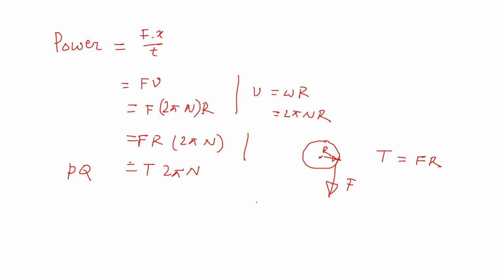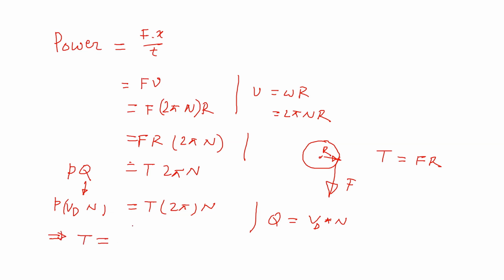So now we can convert this Q. If you remember before, Q is the volumetric displacement every revolution of a pump, the amount of fluid displaced, times the RPM. So you can write P times VD, and for Q we can write VD times N, which is equal to T times 2 pi times N. N cancels out from both sides, so we can solve for T. That gives us P times the volumetric displacement divided by 2 pi.